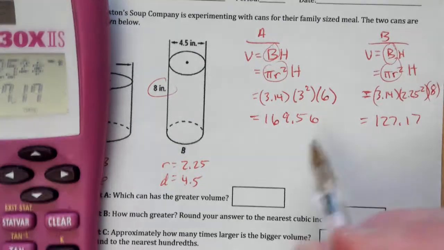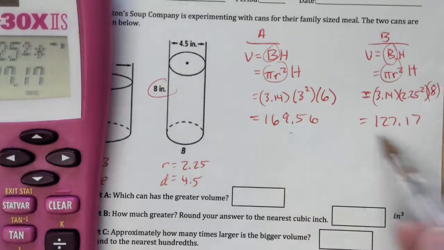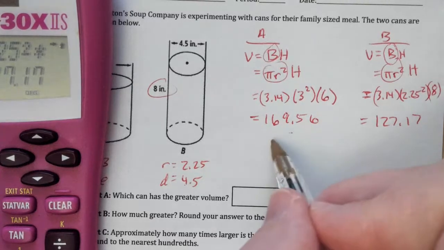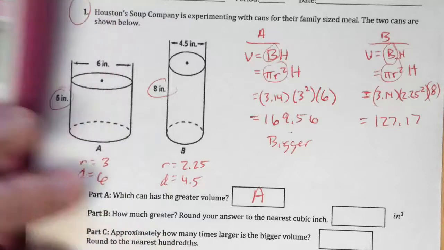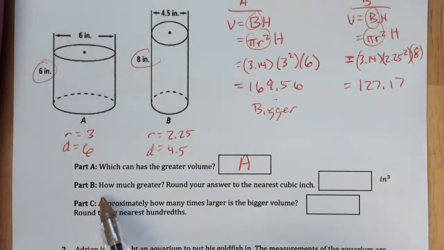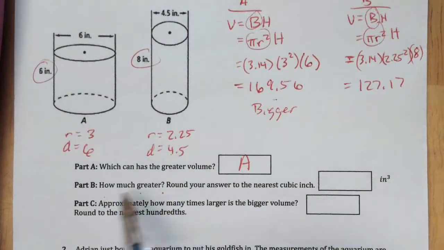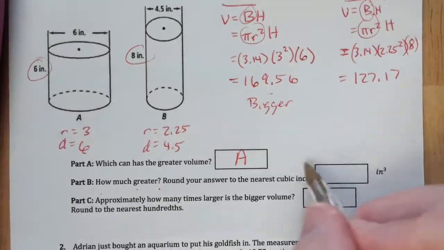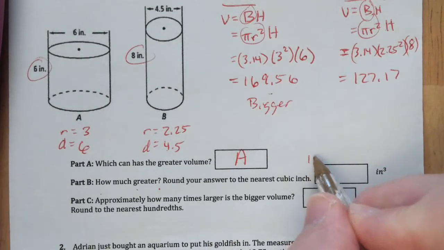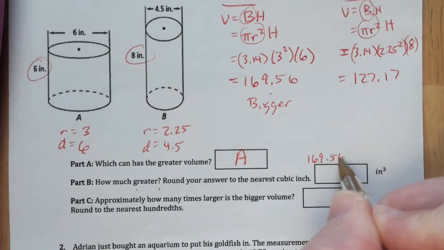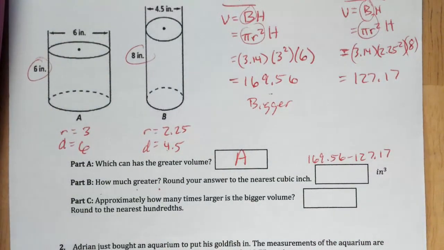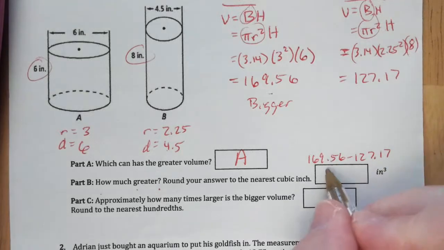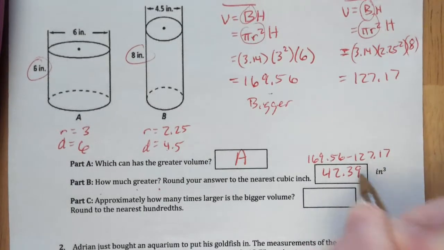All right, which one is bigger, 169 or 127? This one is the bigger one. So A is bigger. All right, how much greater? So how much greater, that means that we're going to subtract. So 169.56 minus 127.17, subtract those two numbers, and we pop out with 42.39.